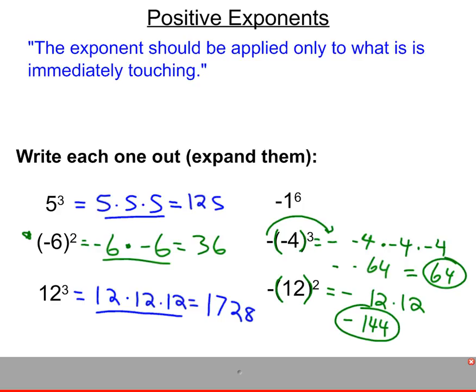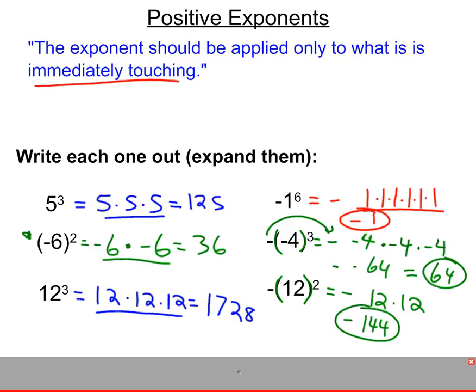All right, this last one I'm going to use in red because this is, for some reason, always one of the trickiest ones for people. The exponent is applied to what it is immediately touching. It's immediately touching the 1. There's no parentheses for this one. So the negative just stays out in front, and we do 1 times itself 6 times, which is 1, and then our answer is going to be negative of that.